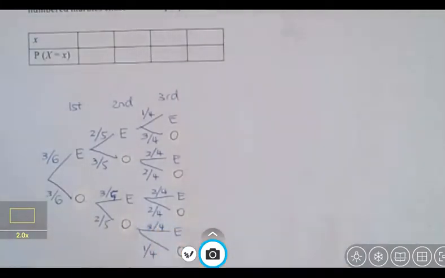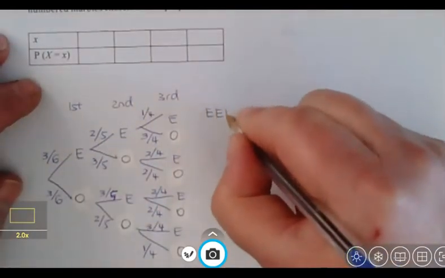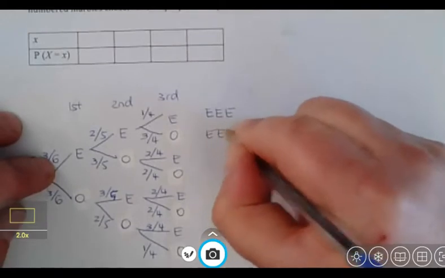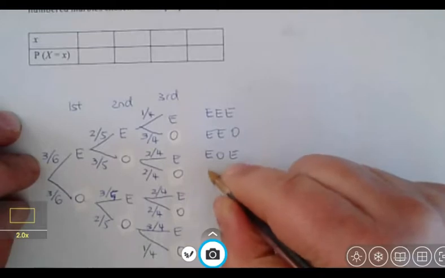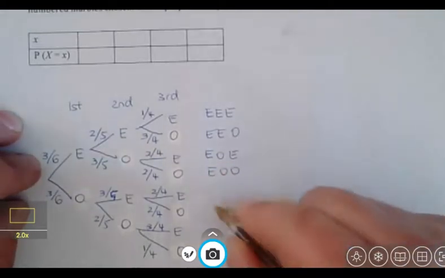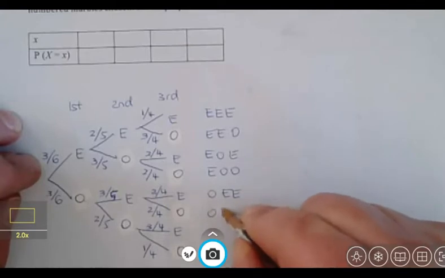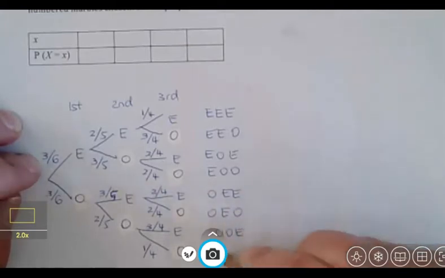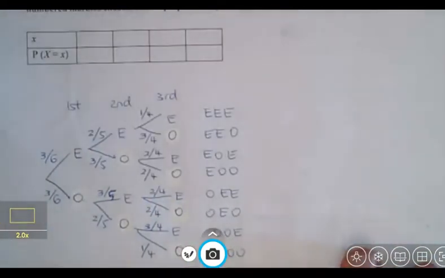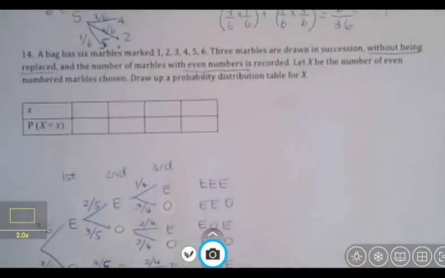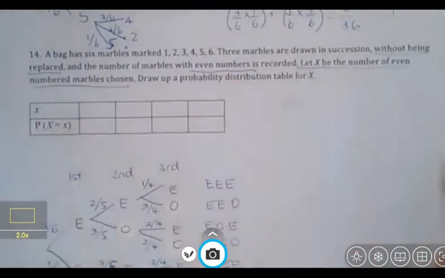So now you can see your outcomes here. You could have 3 evens, 2 evens and an odd. Again, this is 2 evens and an odd, but in a different order. And here we've got 1 even, 2 odds. So you can write these out, but you don't put all of those in the table. You need to look at what X is defined as. And it says that X is the number of even numbered marbles chosen.